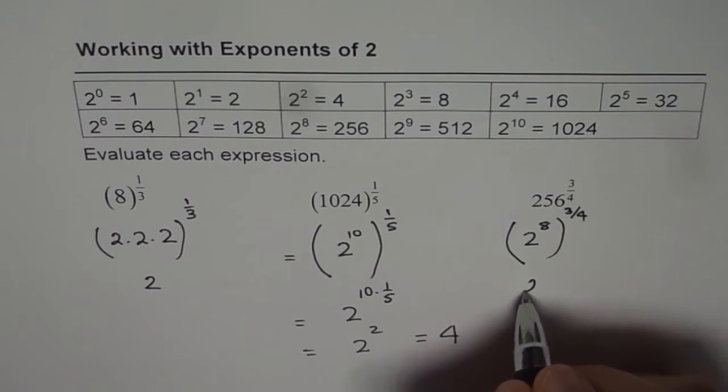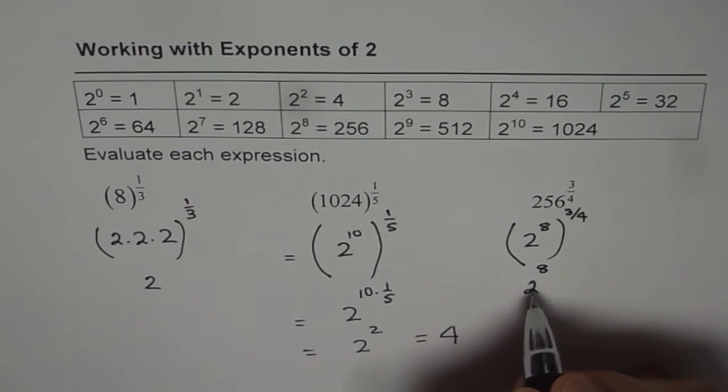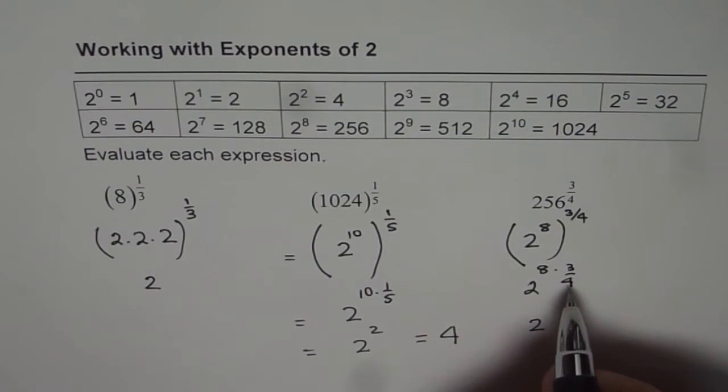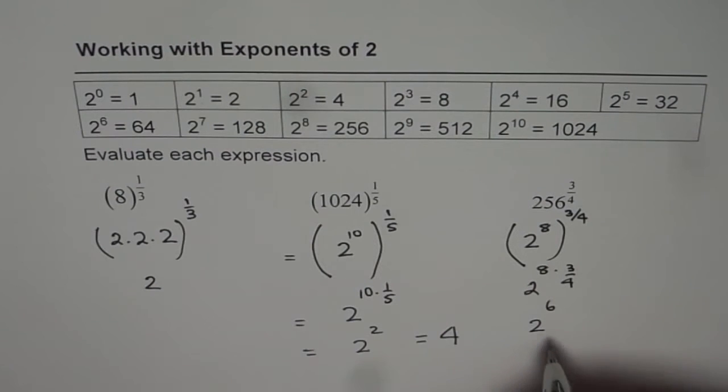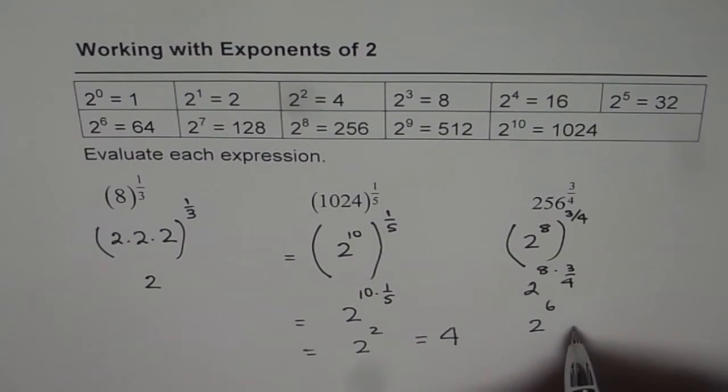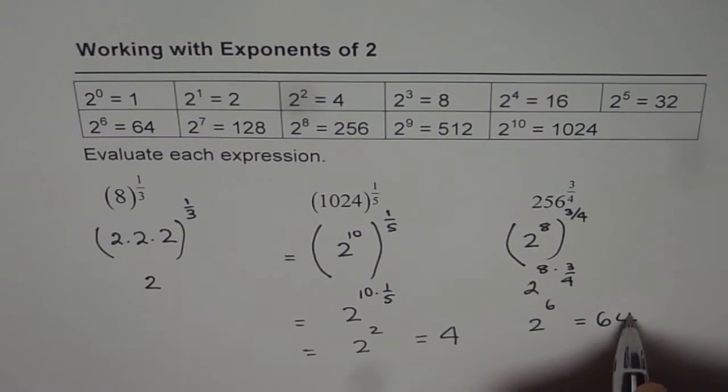Now that becomes, from the rules, 2 to the power of 8 times 3 over 4. That is, 8 divided by 4 is 2, and 2 times 3 is 6. So what is 2 to the power of 6? 2 to the power of 6 is 64. So we get answer 64 here.